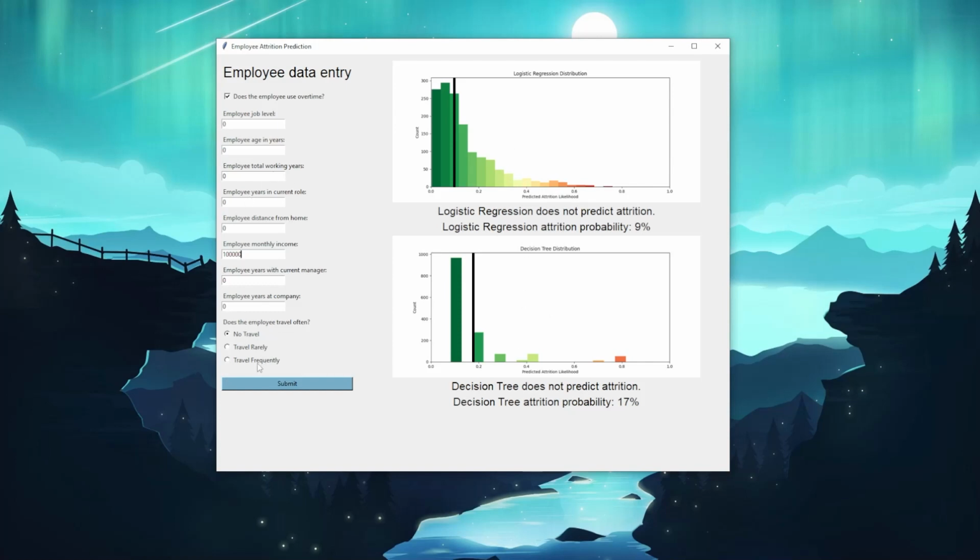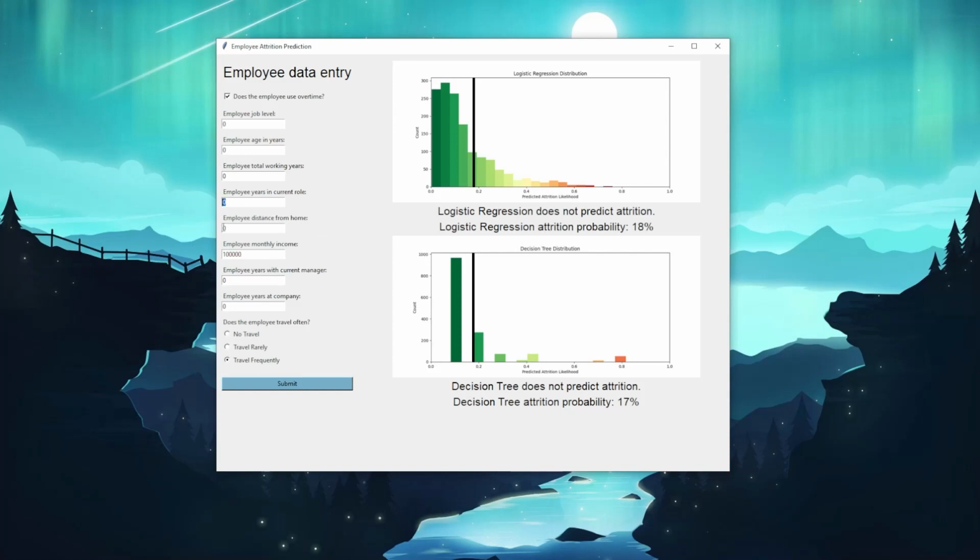And so we can keep changing things. For example, what happens if they travel frequently? That bumped up a little bit higher on the logistic regression. And one thing that's interesting to note is that the decision tree did not change its prediction. Part of the reason for this is that to change the prediction of the decision tree, you have to find a new leaf. It's not very continuous. So we'll have to change some sequence of things here that will put us in a new leaf for the decision tree to predict a different outcome.